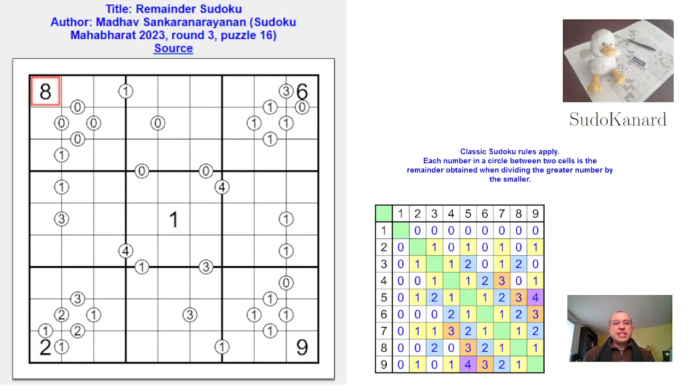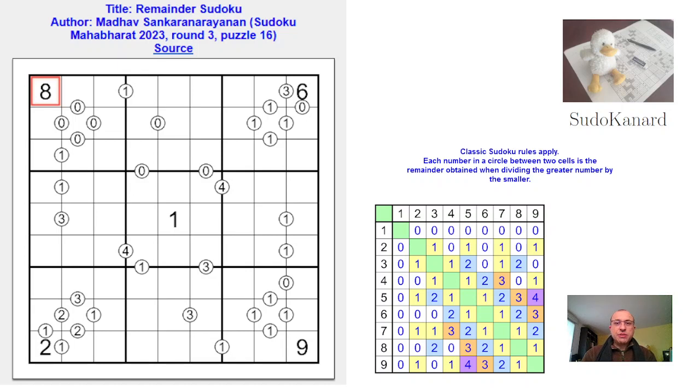So the special rule is that whenever you have a small digit in a circle, it means that this digit is the remainder when you take the two digits that surround the clue and you divide the greater by the smaller. And so that's basically it. And I have provided the table of remainders that you can see.